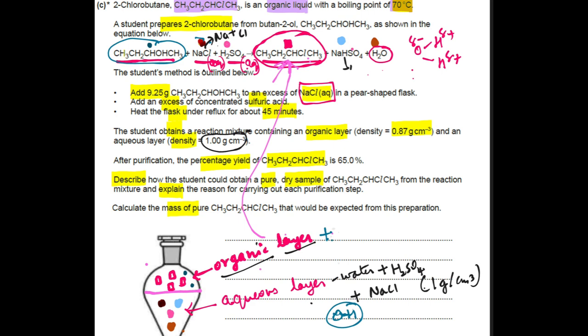Remember, the alcohol will be polar and will be dissolved in water, but because of the carbon chain present, it will also show some solubility inside the organic layer as well. So it is not purely soluble in water. It dissolves a little bit in the organic layer, and that is why we need to separate it out.